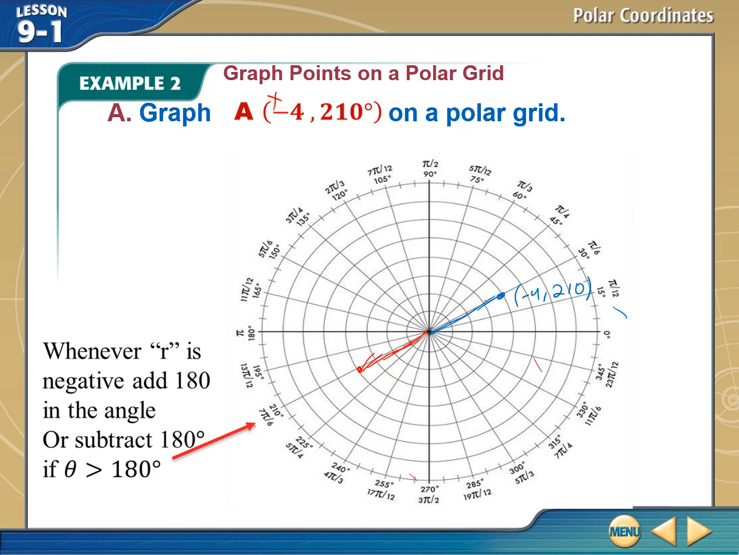Now check, am I right or wrong? So I told you to add 180 degree, but the answer should not be bigger than 360. The answer is 390, which is not acceptable for me. So what I will do, I will subtract 180 degree to check if I am right or wrong. So 210 minus 180 is 30 degree. Now check. The point is on 30 degree. Yes, it is. -4 is on the 30 degrees.